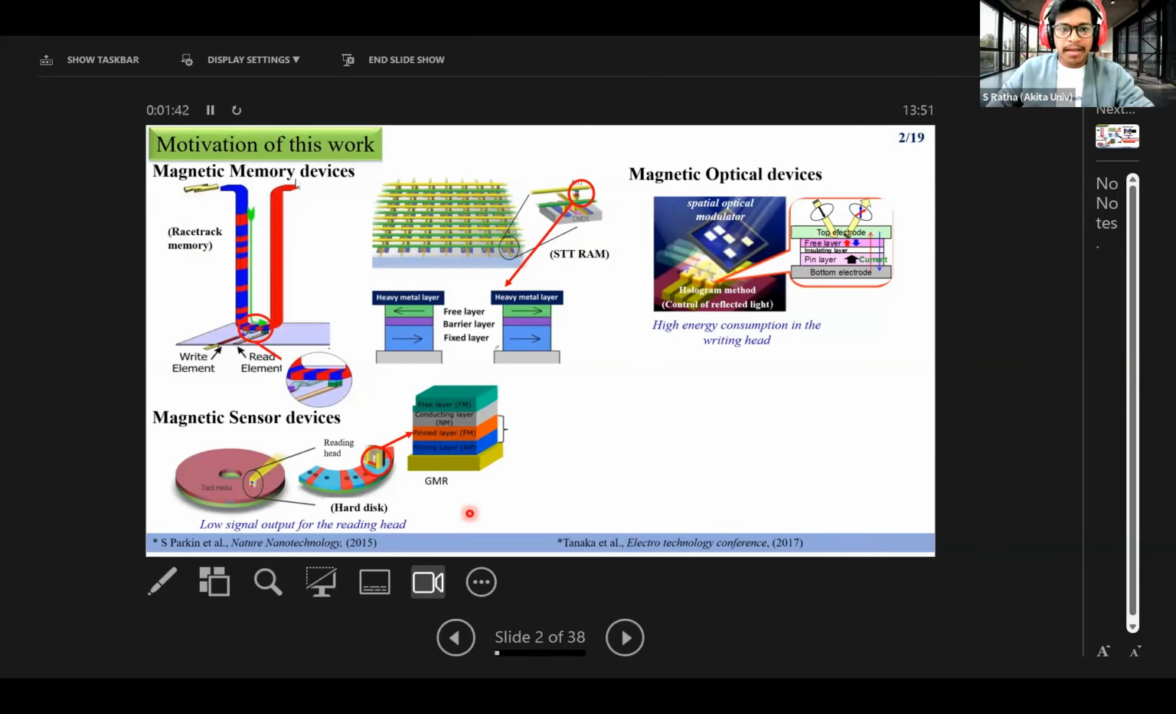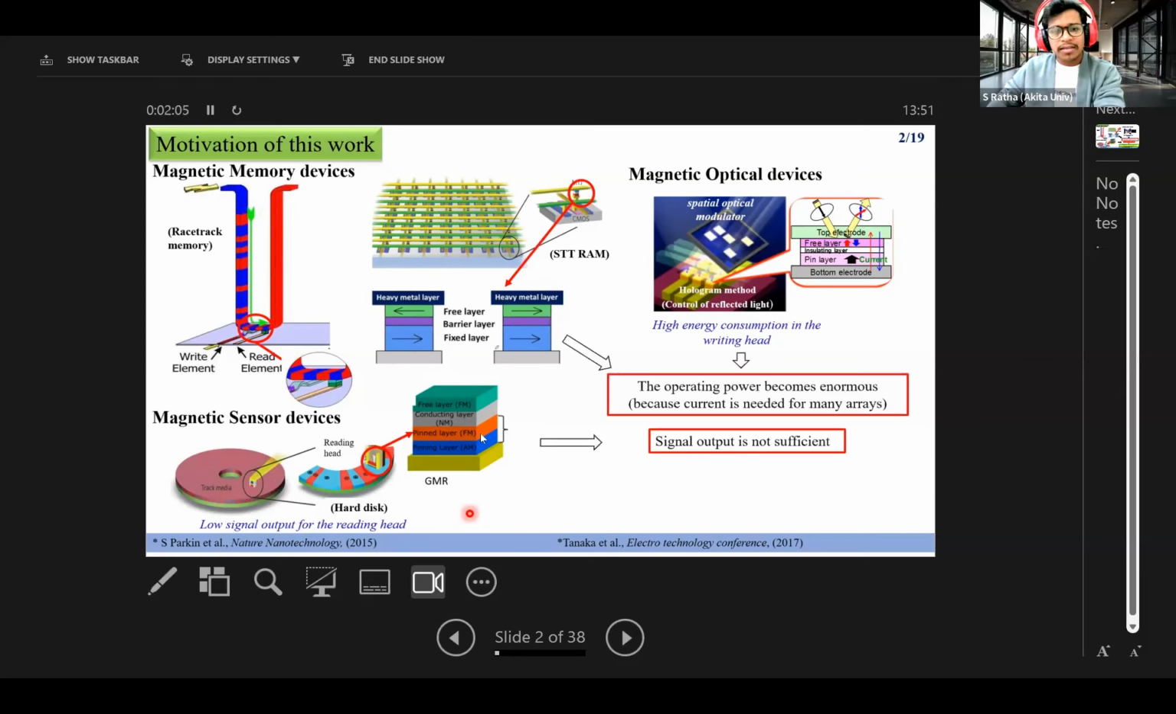As we know, in the case of magnetic memory devices, for example, in the case of MRAM, we write data by using spin current. In the case of STT-RAM also, we write data by using spin current. Also in the case of magnetic optical devices, for example, spatial optical modulator, here also we write data by using spin current. If we think about magnetic sensor devices, here the output signal is not so high. So in all the cases we are having some problem, that is, the output signal is not so high. Otherwise this is consuming a very high amount of energy.